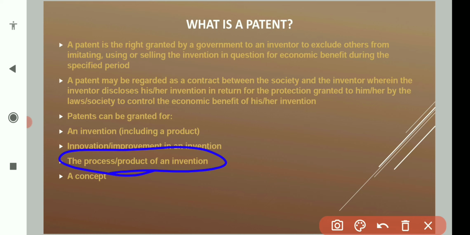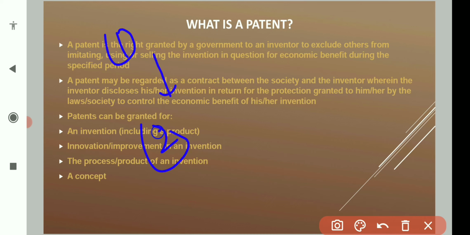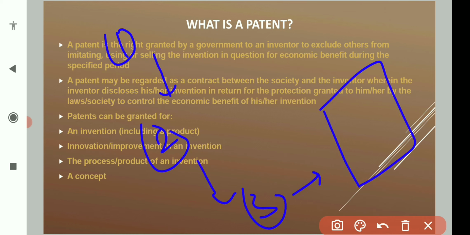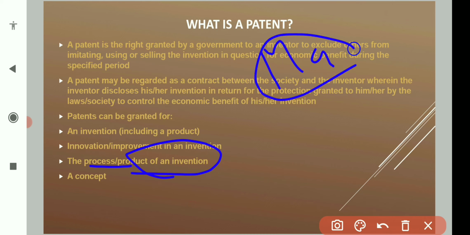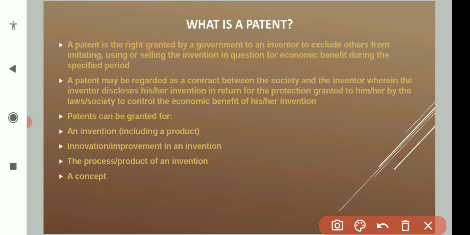Suppose you have made a process where by using it, the first step, the second step, the third step, you can make some product. So this is the process. Patents can be granted for a process also, or the product of an invention. Like for example, we have already said a machine. You have made a machine, and for that also you can take a patent.